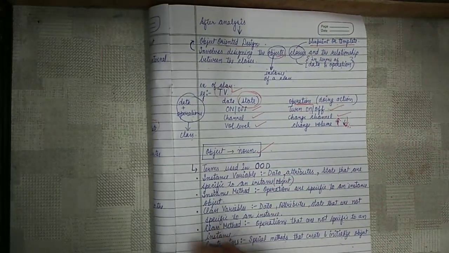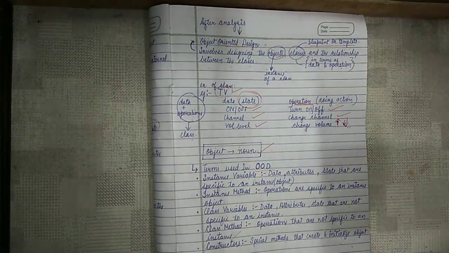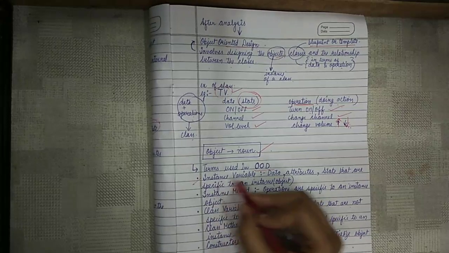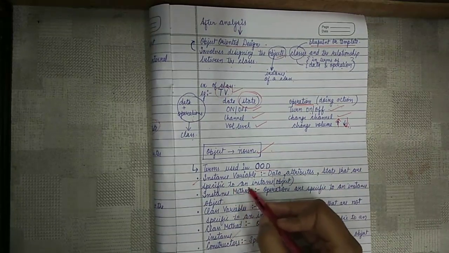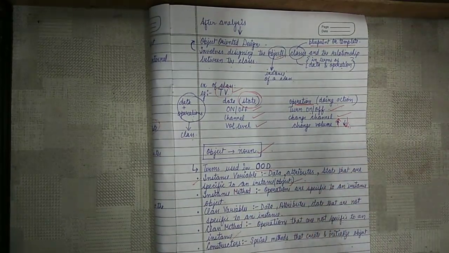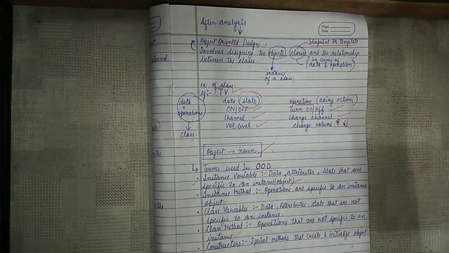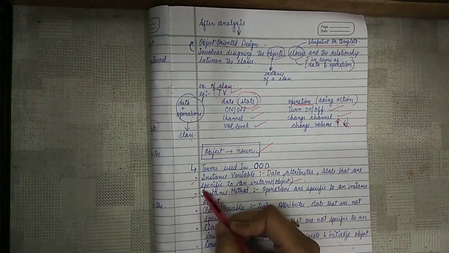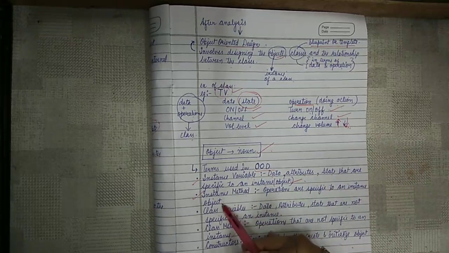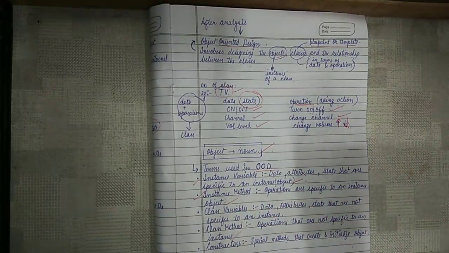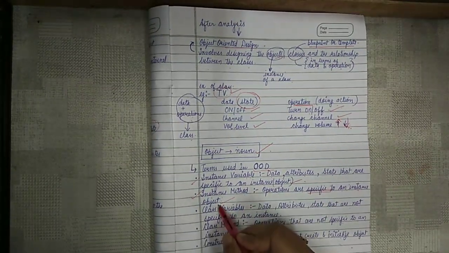Then come the terms we use in object-oriented design that will be helpful in our further studies of object-oriented designing. The first term is instance variable. What is an instance variable? Data, attributes, state that are specific to an instance object. There is one object, there is a second object. There will be different instance variables for every object. Then comes the instance method. Operations are specific to an instance object. One object will have a specific operation, the second object will have its own specific operation.